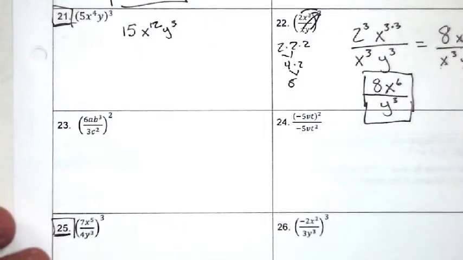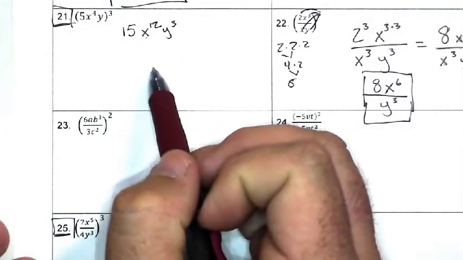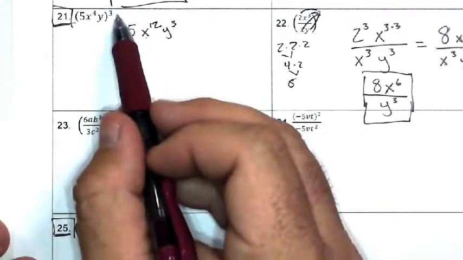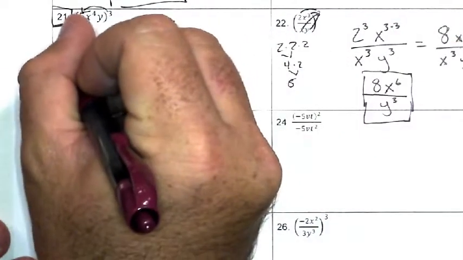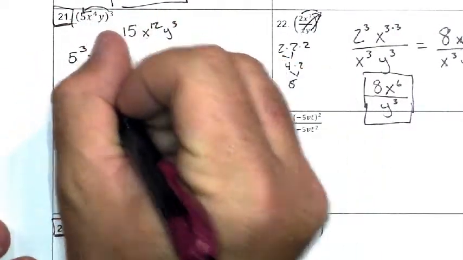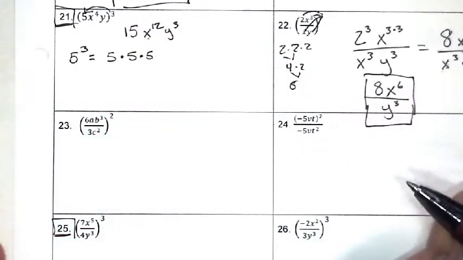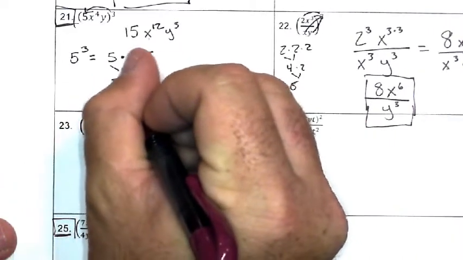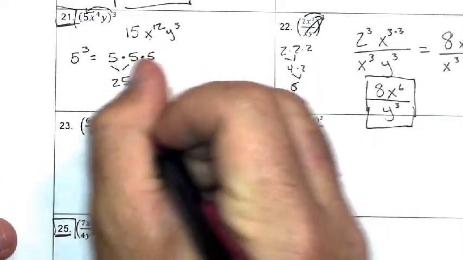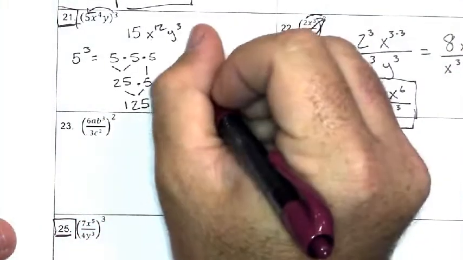When I distribute this 3 to the coefficient, that is 5 to the power of 3, or 5 times 5 times 5, which I've been saying forever now. 5 times 5 is 25. 25 times 5 is 125. So my answer should be 125x to the power of 12, y to the power of 3. Again, your variable exponents were correct. It was just the coefficient.